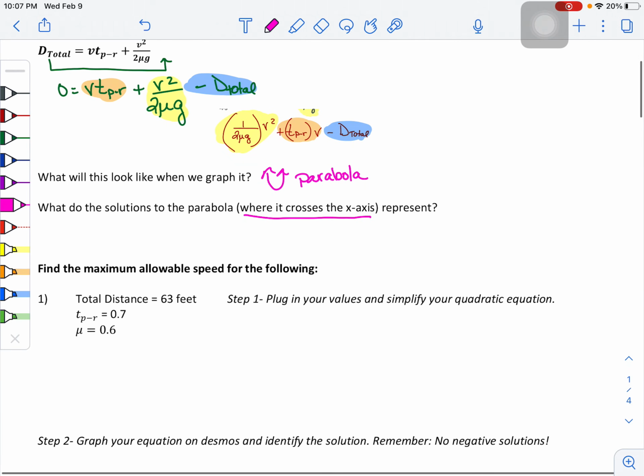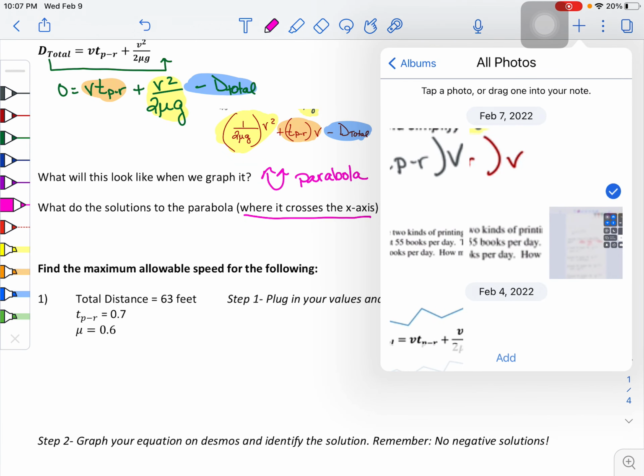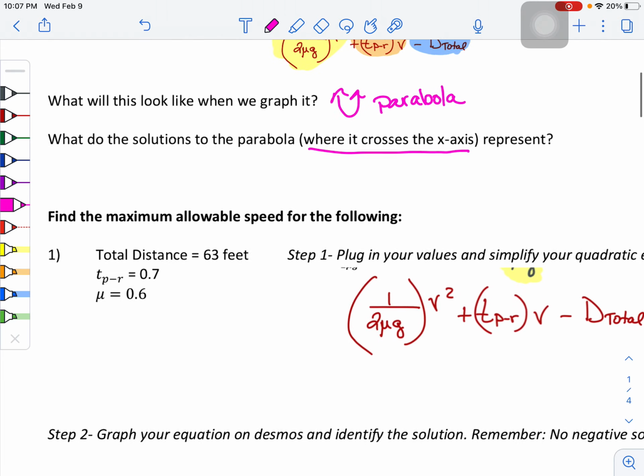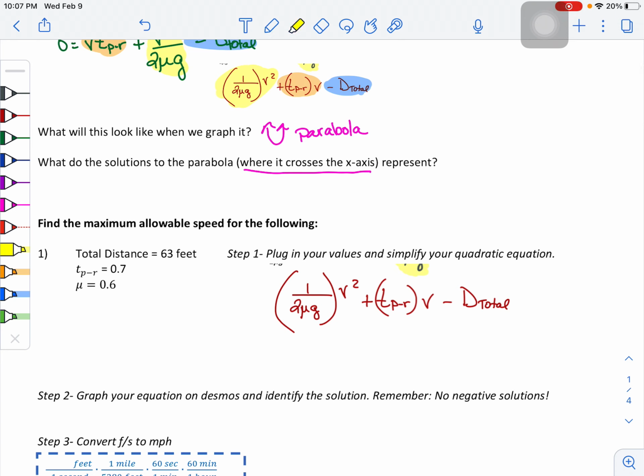So here we've got all these numbers, right? Let me recopy my formula here. Okay, and we are going to highlight some stuff so you can see it. Total distance, 63 feet, that's going to go right here. And then the time is 0.7, that's going to go right here. And the mu, that's how the conditions of the road are, or the conditions of you actually. If you're tired, if your car has anti-lock brakes, that kind of thing. But that's 0.6, and that's going to go here.